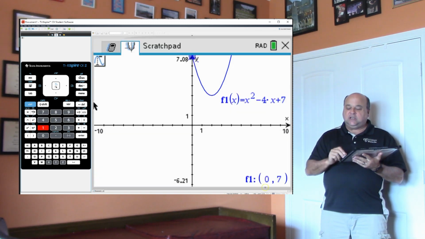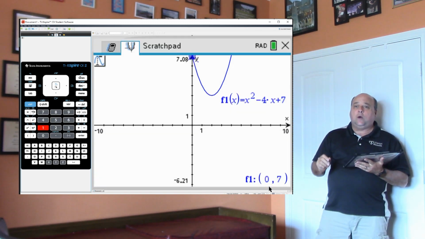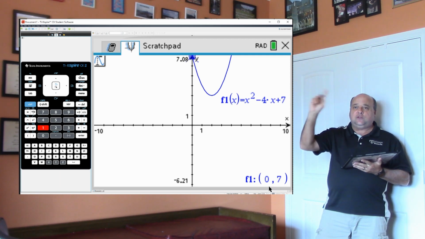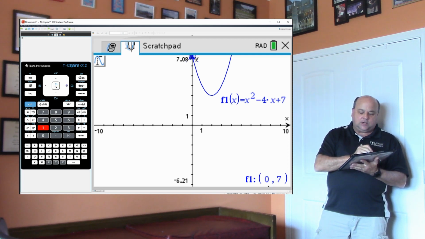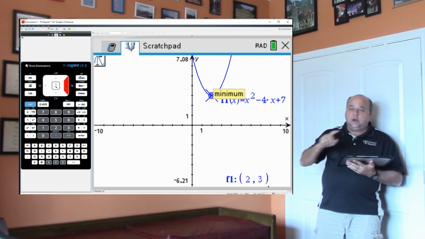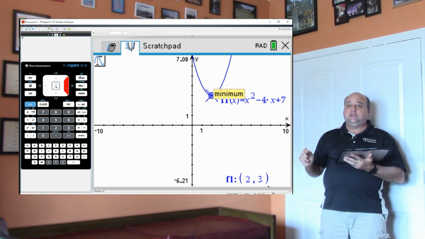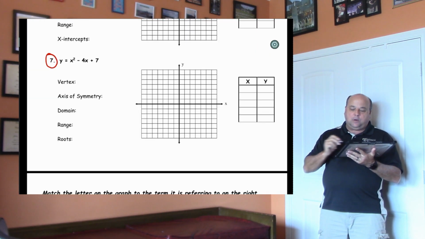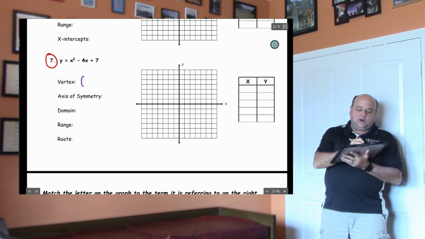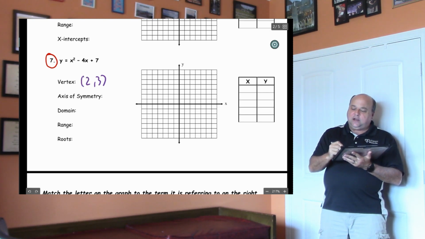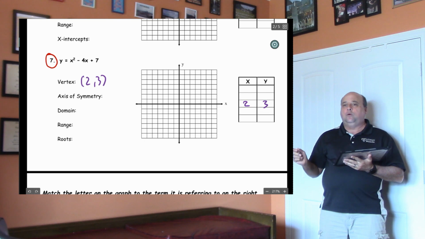Okay, so I notice I start off at (0, 7), which is the y-intercept. Now I'm going to hit the right arrow button until I get to the vertex, and it'll be a minimum. So hit the right arrow button until you get to the vertex, which is right here. (2, 3) is my vertex. So I'm going to go to the problem, and I'm going to say my vertex is (2, 3). That goes in the middle of the table.